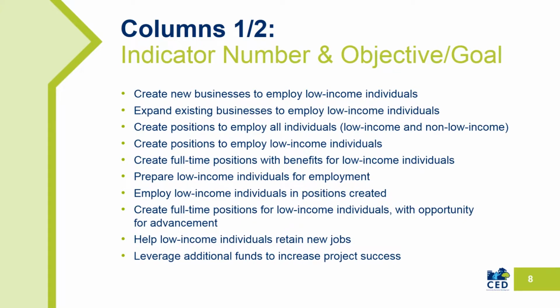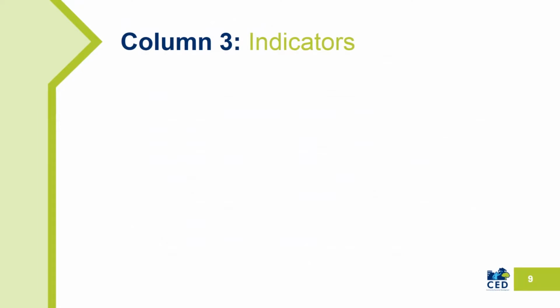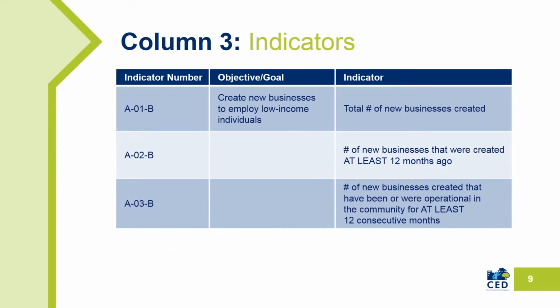Not all objectives apply to every project. For instance, some grantees will be expanding a business rather than creating new businesses. For every objective, there is a set of indicators. For example, the Create New Businesses objective includes all questions related to business creation: total businesses created, how many of those businesses were created at least 12 months ago, and how many of those businesses lasted at least 12 months.